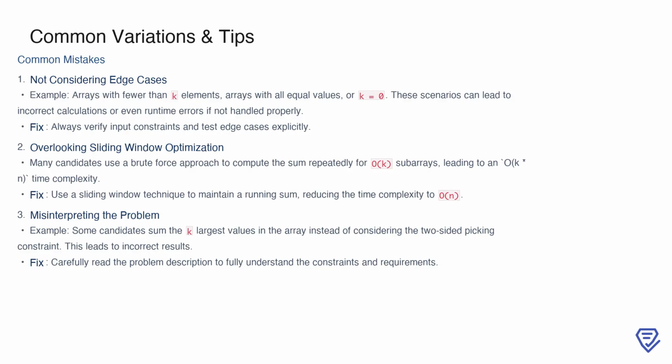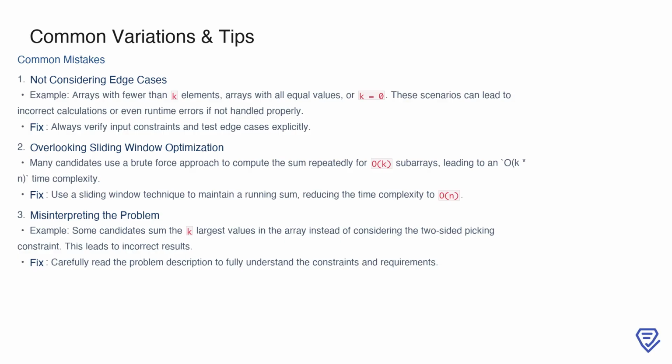Another frequent issue is overlooking the sliding window optimization. Many candidates rely on a brute force approach, repeatedly computing the sum for k subarrays, which results in an inefficient O(k*n) time complexity. Instead, leveraging the sliding window technique allows you to maintain a running sum and reduce the complexity to O(n), drastically improving performance.